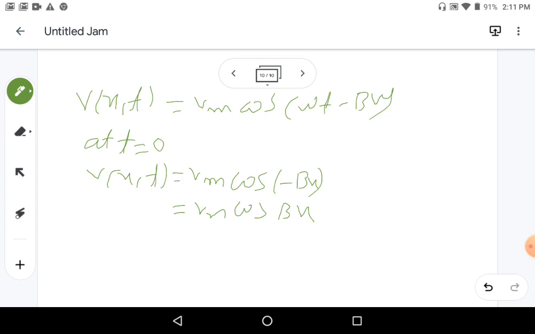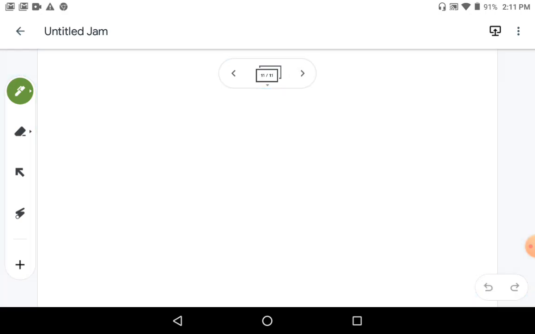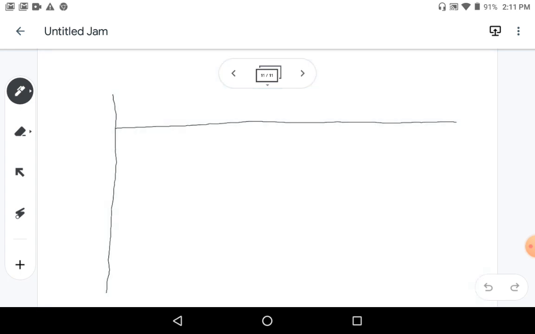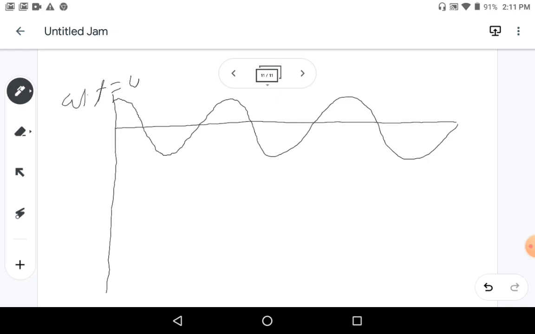Now if you draw the curve like that, Vm cos beta x at t equals 0. For Vm cos beta x, we know that the cos curve at the origin point is at its maximum. This is the curve at t equals 0.